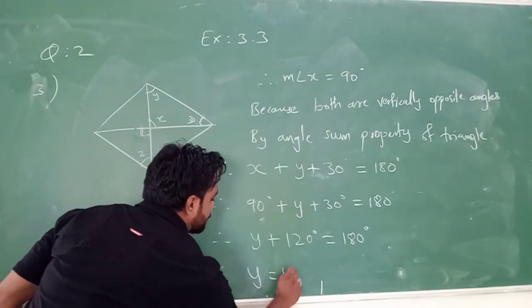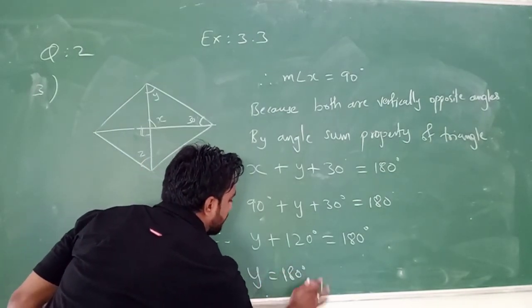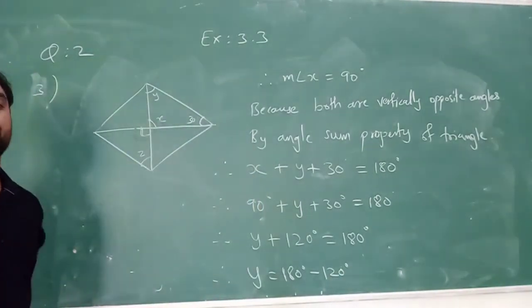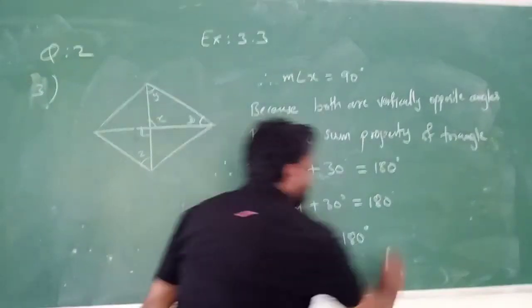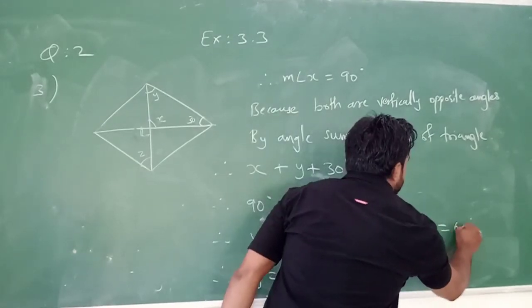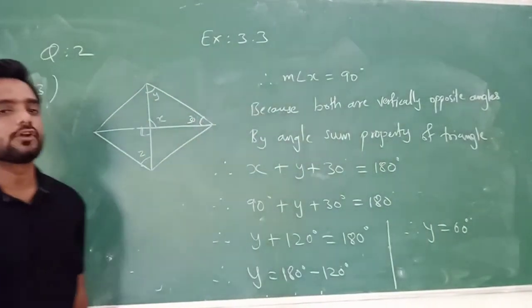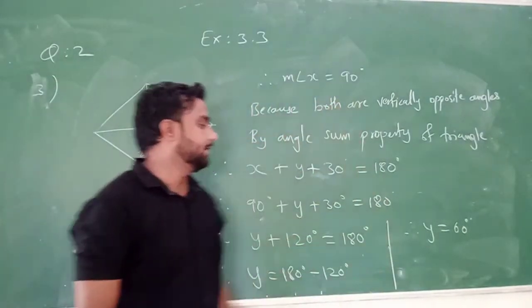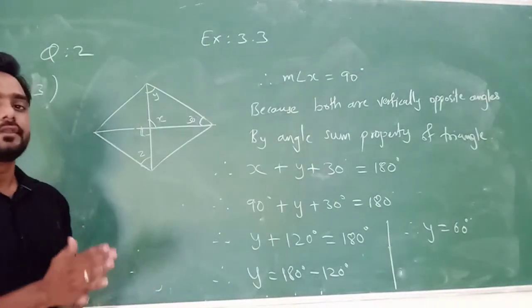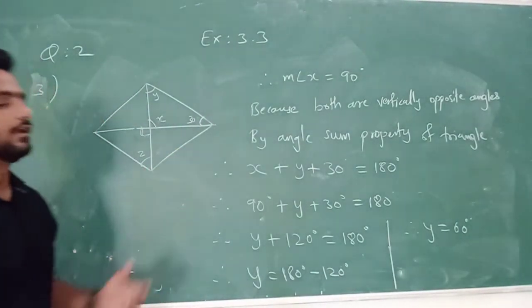So y is equal to 180 degree minus 120 degree. So 180 minus 120 is how much? Therefore y is equal to 60 degree. So here we are obtaining the value of x, that is 90 degree, and the value of y, that is 60 degree. Now what remains? The angle z, means z की value क्या होगी?